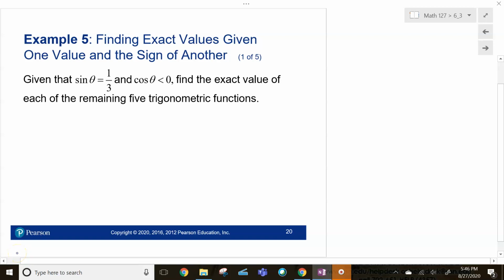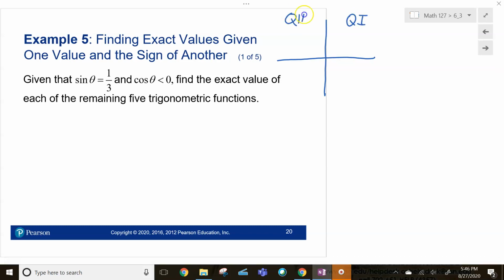Let's look at this example for finding exact values given a value and the sine of another. I always like to make these visual if possible. Given that the sine of theta is a third, you know your sine is not just a third, but it's also positive. Since it's positive, I know I'm in quadrant 1 or quadrant 2, because remember the sine is the y value, and the y value is positive in those two quadrants.